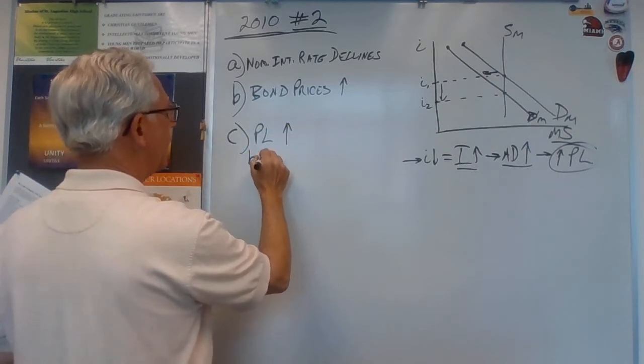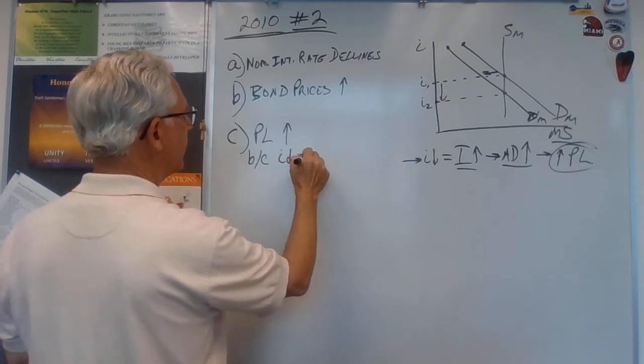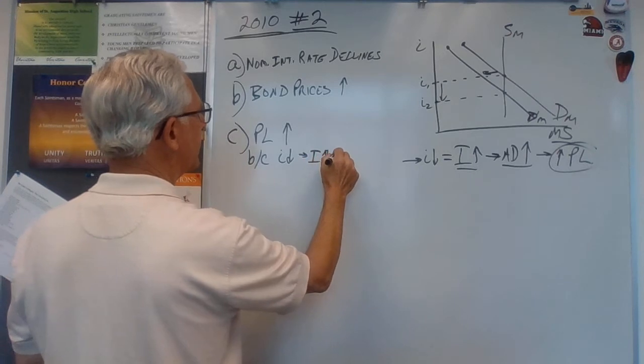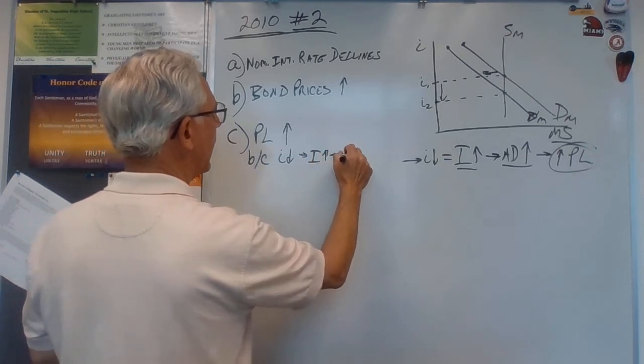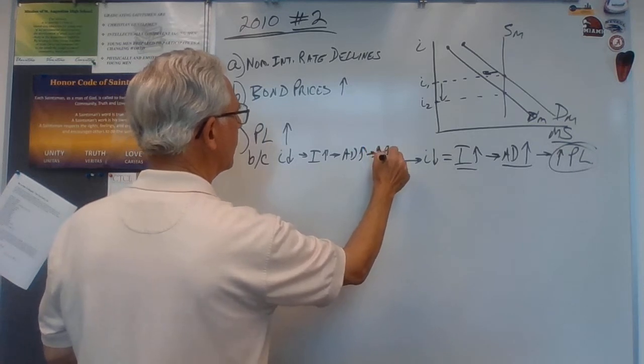Why? Because, and you write out this train, okay? Interest rates down lead to investment spending up, leads to aggregate demand up, leads to increasing price level.